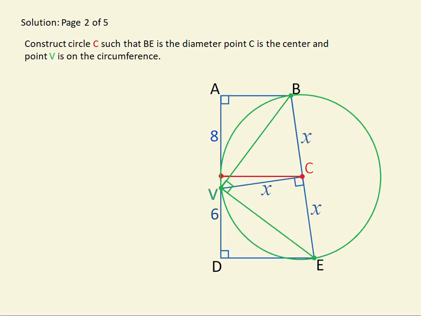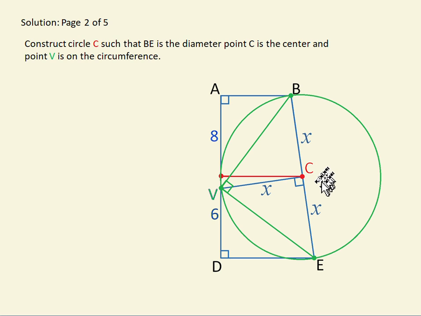Construct circle C such that BE is the diameter, point C is the center, and point V is on the circumference. So this is what I did. I took point B and point E. They're the diameter of my circle. C is the center. And I knew that point V, if I gave it that same radius, X, would be a right angle by the postulate. So now that I know this, I also know that this segment will intersect at point C.